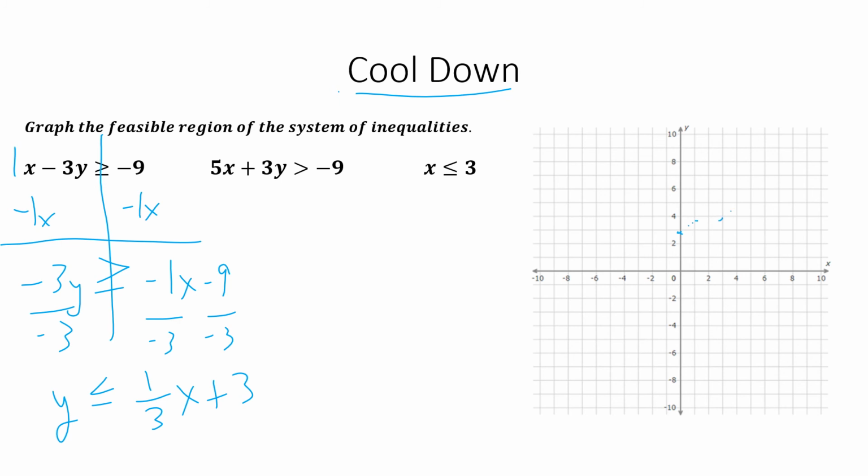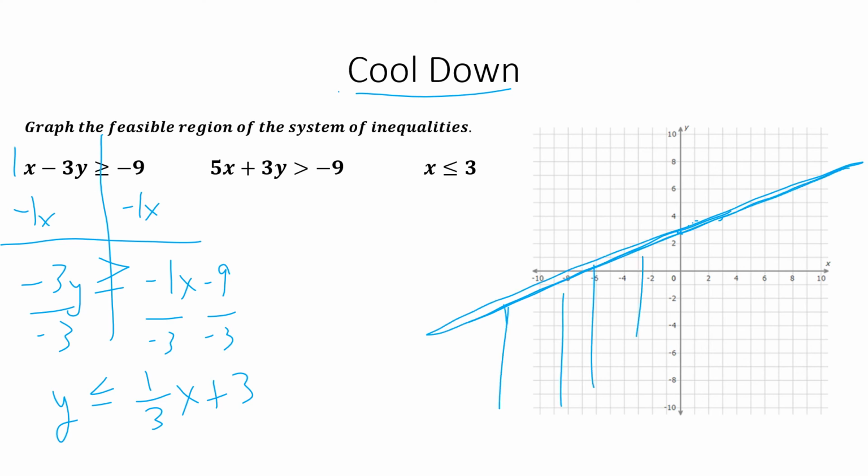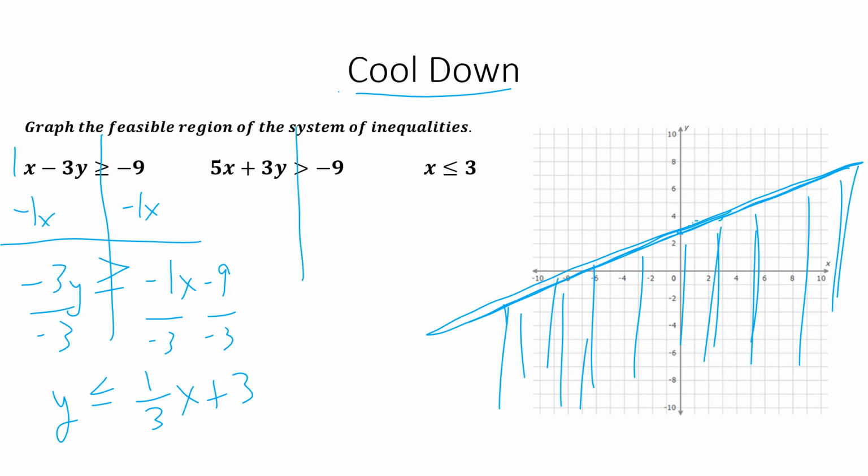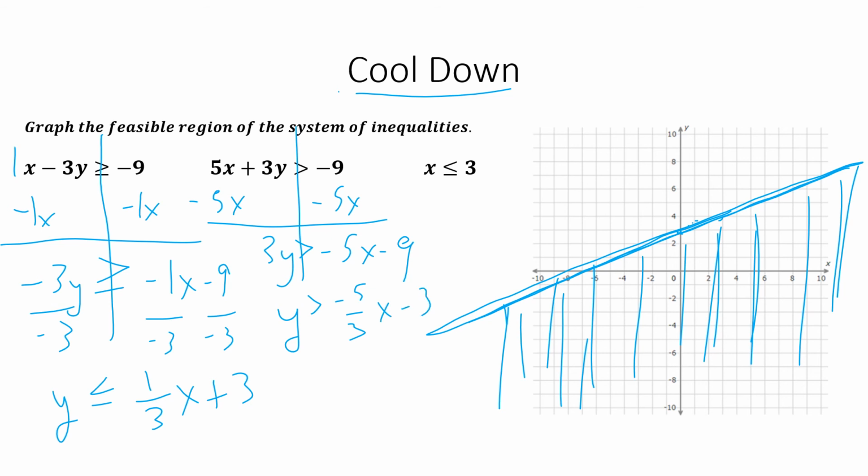So up 1 over 3. I can't do very good lines on here, but I'm doing my best. There we go. So we're shading below. That's all the shading you need. You don't need a whole bunch. You don't need to color it in. Right here, solving for y. -5/3 x minus 3. Okay, so we'll do that one. Down 1, 2, 3, 4, 5. 1, 2, 3. It's dotted or dashed, and I'm shading above.